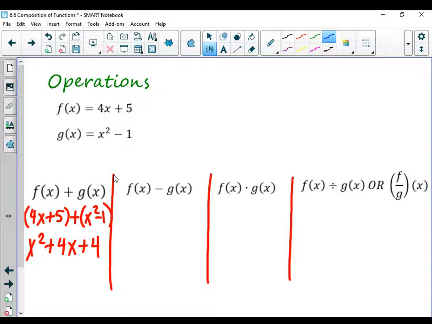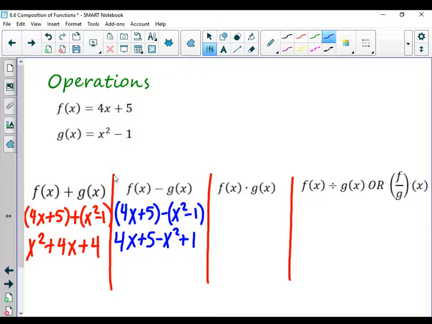All right, so if we are doing f of x minus g of x, we have f of x, which is 4x plus 5, minus g of x, which is x squared minus 1. If it's a multiple choice test, the answer will be there if you did not distribute the negative all the way through. Trust me, it will be. So 4x plus 5 minus x squared plus 1. So negative x squared plus 4x plus 6. Okay?